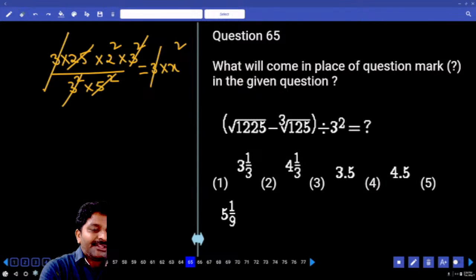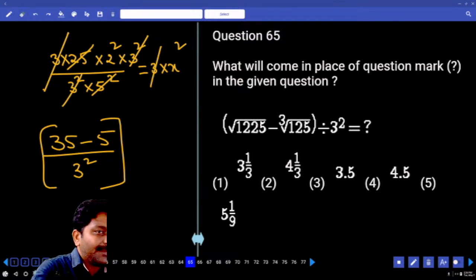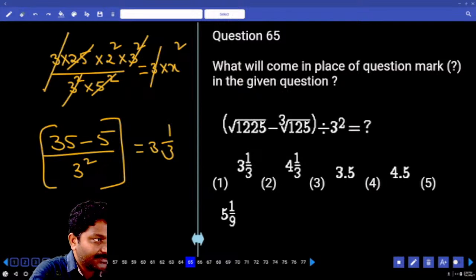Under root of 1225, 35. Cube root of 125 divided by 3 square. Right. Numerator 30 by 3 square, in the sense 3 cancellation, 10 by 3. 10 by 3, 3 1 by 3. Yes. Over.